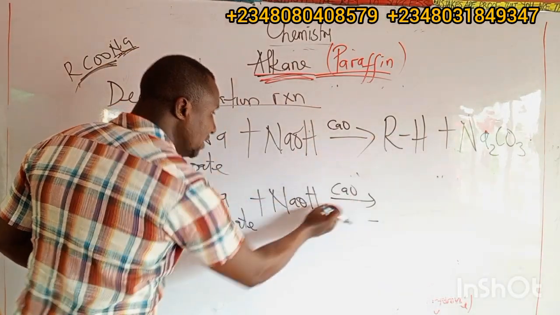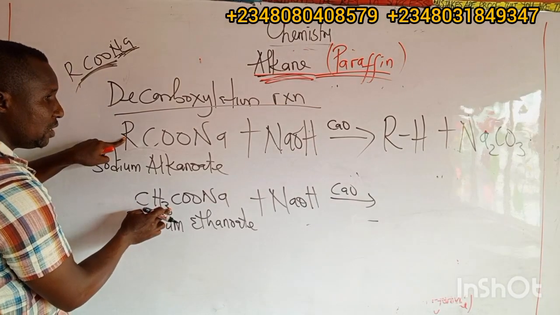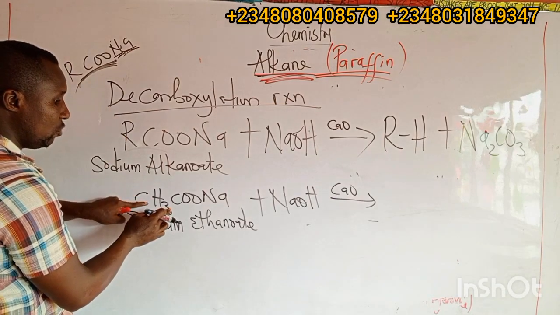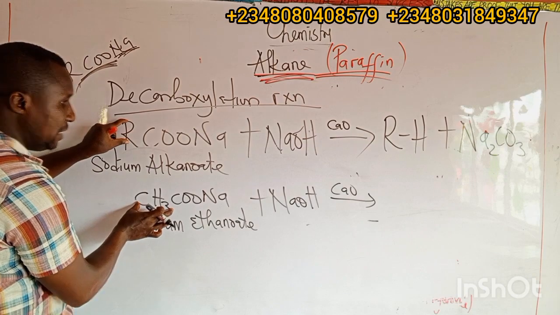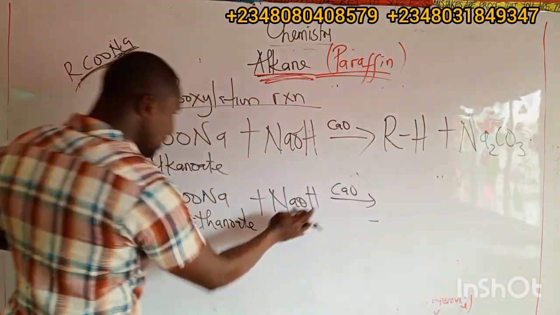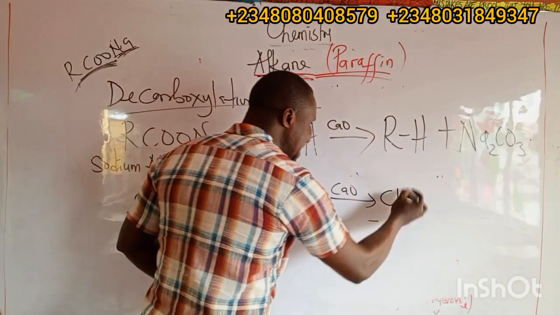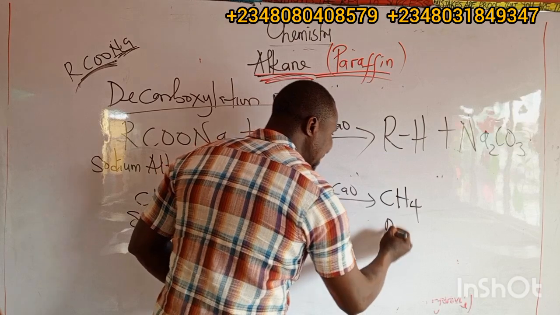From what I've written down, this CH3 is the alkyl group, which represents the R. This H will combine with the R, CH3, to form RH, which is CH4, methane.